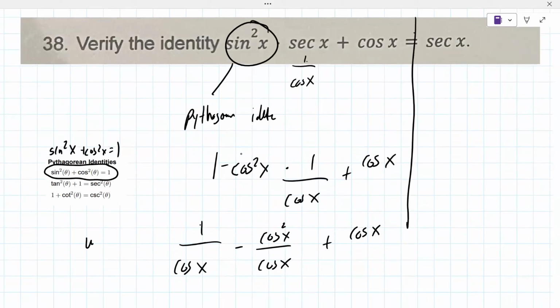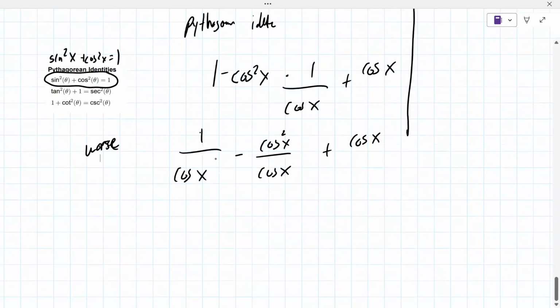So sometimes it gets worse before it gets better. Sometimes my handwriting gets worse before it gets better. That's pretty bad. Sorry. So now, do you see that 1 over cosine x is a secant x? Yeah. Okay, that's a good thing. We're moving kind of in the direction of what we want. What do you see here in this middle term? Cosine squared x over cosine x.